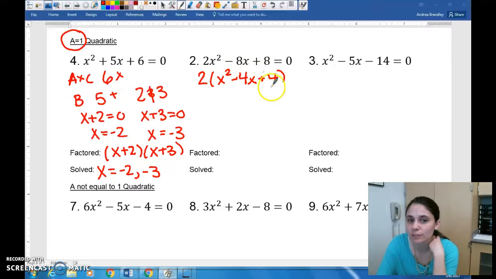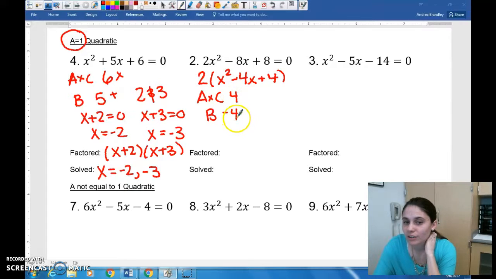So now what I have left in here is an a equals 1 quadratic. So I'm just going to look at this part in parentheses to do my AC, which is 1 times 4, which is 4. My B is a negative 4. So two numbers that multiply to 4 and add to a negative 4. So 1 and 4 don't work. 2 and 2, that's close, because 2 times 2 is 4. 2 plus 2 is 4, but not a negative 4. So in order to make that a negative 4, these would both have to be negative. Negative 2 plus a negative 2 is a negative 4. Negative 2 times a negative 2 is a positive 4. So these two numbers work out. So it's going to factor to x minus 2 times x minus 2.